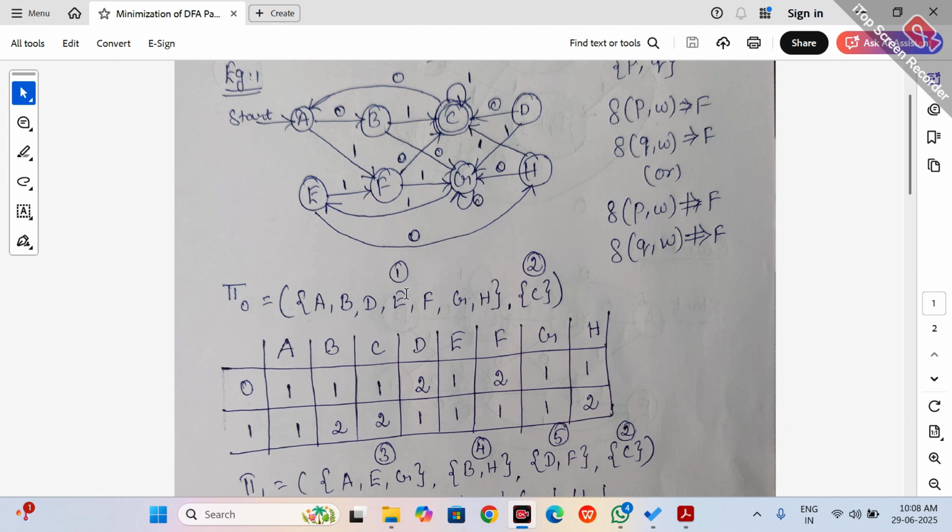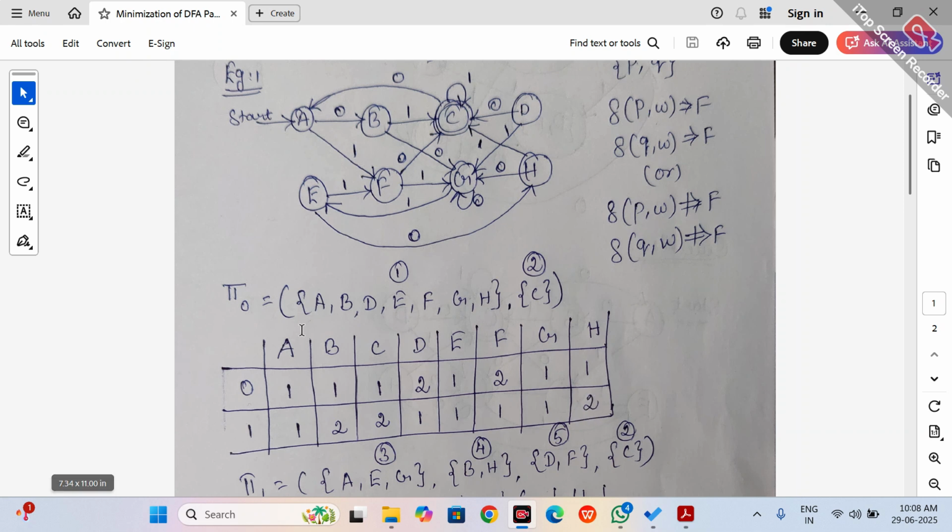So it is in group 1 only, so 1. And for input 1, it goes to E. E is again in group 1, so here it is 1. For H, the input 0 goes to G. G is in group 1, so 1 here. For H, for input 1, it goes to state C. State C is in group 2, so here it is 2.